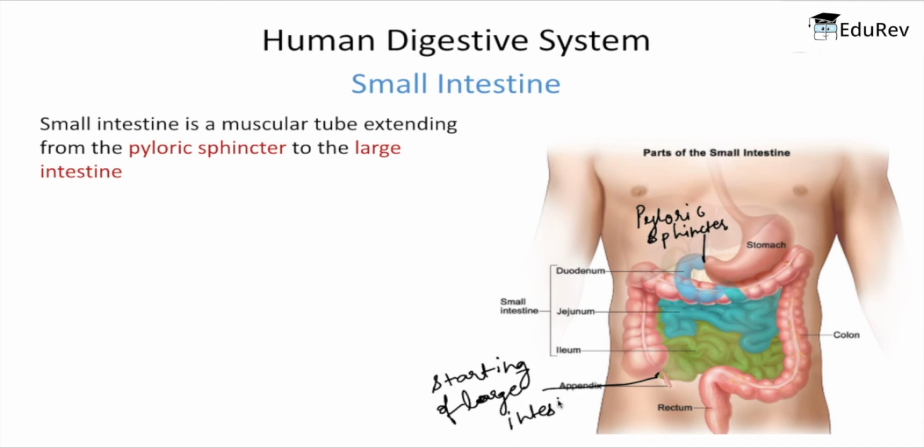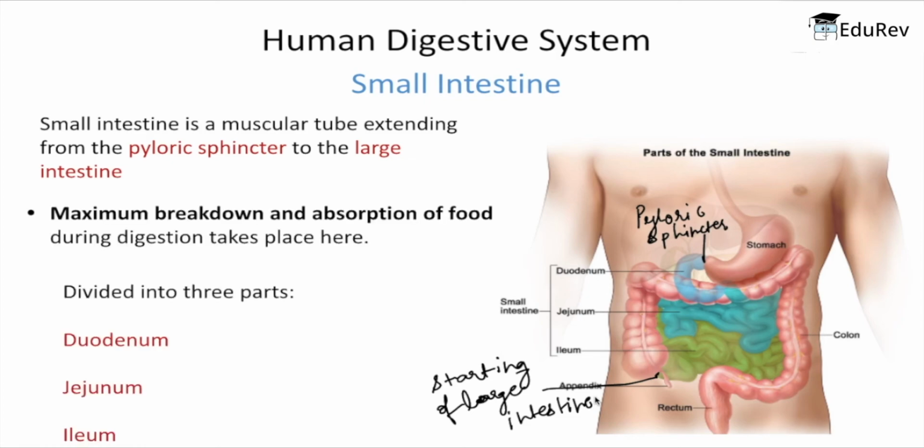Now, the small intestine is divided into three parts. First one is the duodenum, second one is the jejunum, and the third part is the ileum. Now, when we talk about the duodenum, the duodenum is the U-shaped portion present at the start of the small intestine. So here the U-shaped portion you see right after the stomach is the duodenum. So basically it is the U-shaped portion of the small intestine.